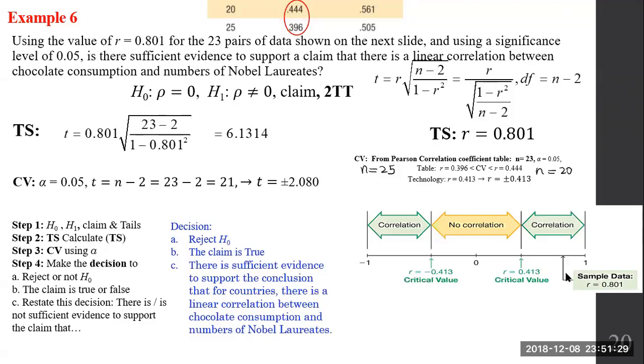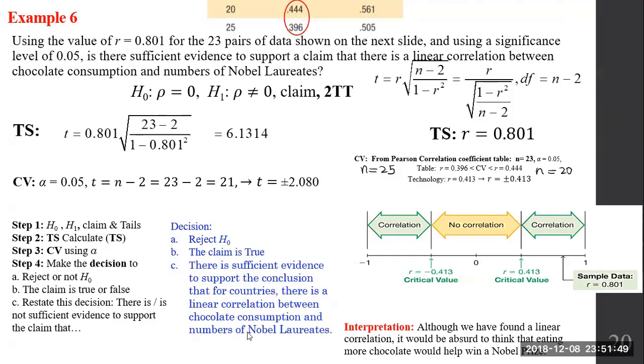That would be reject H0. The claim is true. There is sufficient evidence to support that there is a linear correlation between chocolate consumption and the number of Nobel Prize winners. So the interpretation of that would be interesting. Although we have found a linear correlation, it would be absurd to think that eating more chocolate would help you with winning the Nobel Prize.